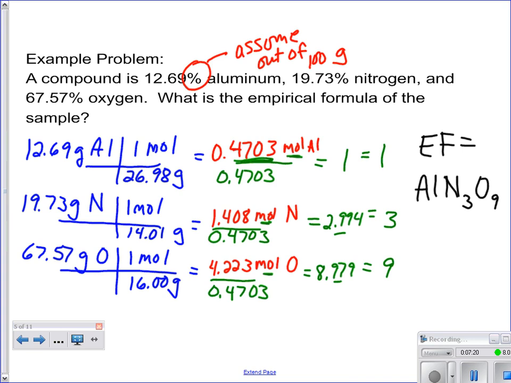What do you think? Okay, say it louder. Okay, good. So what we see is that it's actually going to be Al(NO3)3. So you've got 3 nitrates in that case. It's aluminum nitrate is what you've got.